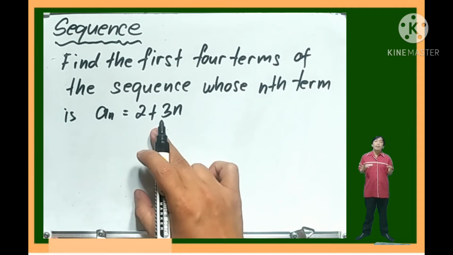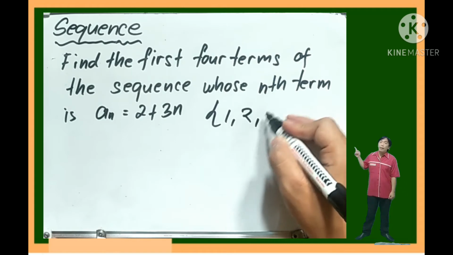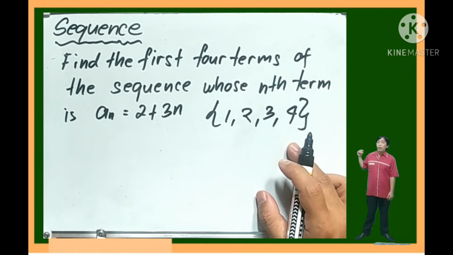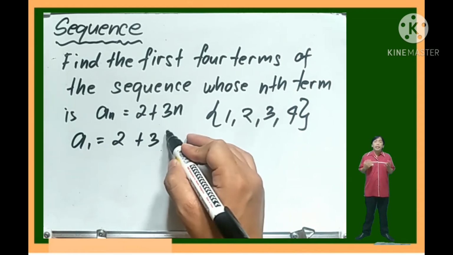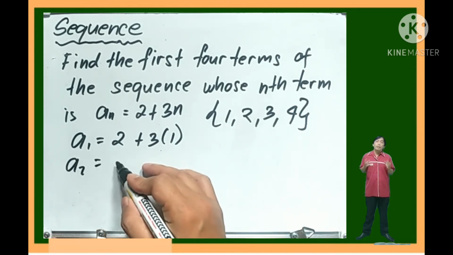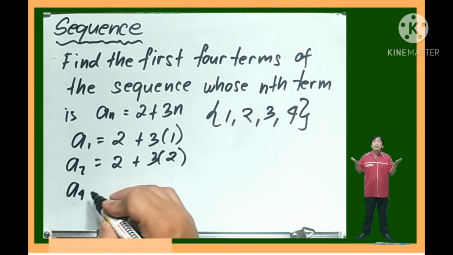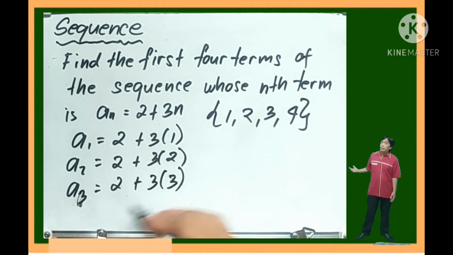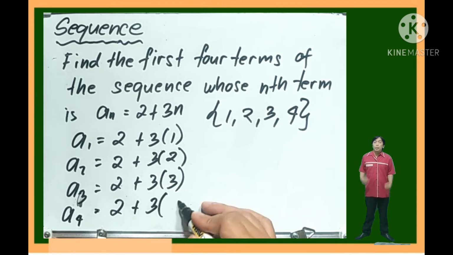So let's find the first 4 terms of the sequence whose nth term a sub n is equal to 2 plus 3n. So our domain is the set 1, 2, 3, and 4. Substituting these values in the given rule, we have a sub 1, which is 2 plus 3 times 1. Then a sub 2 is equal to 2 plus 3 times 2. And a sub 3 is equal to 2 plus 3 times 3. And a sub 4 is equal to 2 plus 3 times 4.